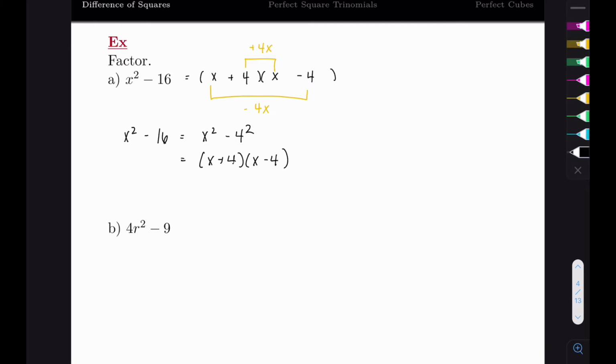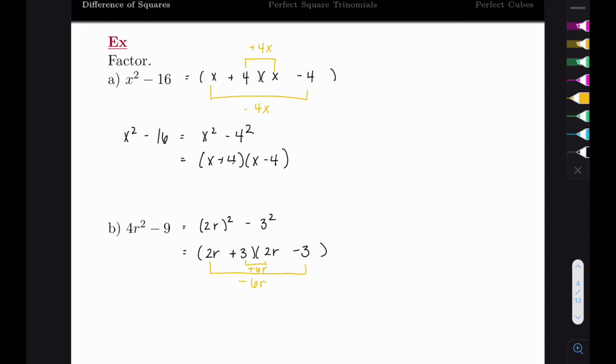Like in this next example, 4r squared you can think of as 2r squared, and 9 is 3 squared. So the front and last are perfect squares. Let's try 2r and 2r, and let's try a positive 3 and a negative 3. That's my good guess to make the first and last terms line up. If I check the outer, it's minus 6r.